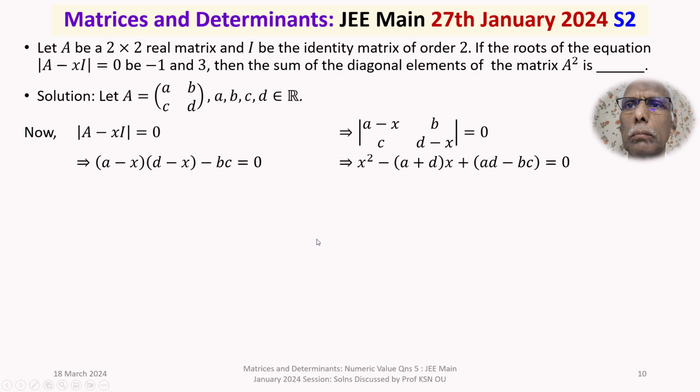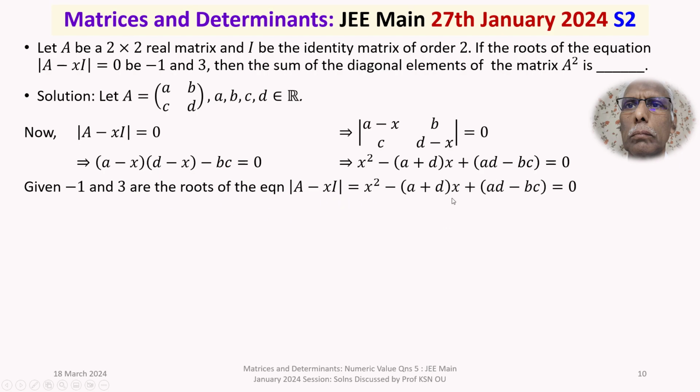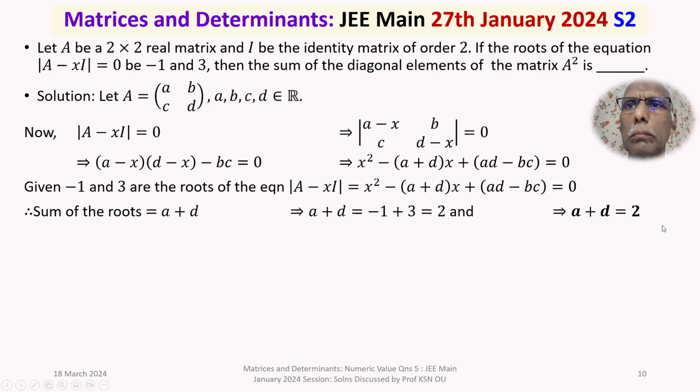Right. Now, for this determinant of A minus xI is equal to 0, minus 1 and 3 are the roots. That means the roots of this quadratic equation are minus 1 and 3. So we write down the sum of the roots. The sum of the roots will be minus the coefficient of x divided by the coefficient of x square. And the sum of the roots is A plus D. The roots are minus 1 and 3; minus 1 plus 3 is 2. Therefore, A plus D is equal to 2.